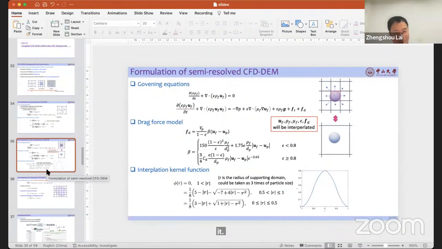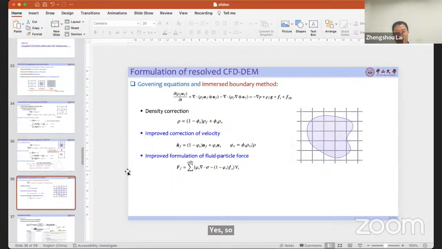I see. Yeah, it is a very technical question. Yes. So actually, as you have mentioned, for the resolved CFD-DEM, the non-slip boundary condition can be approached by the immersed boundary.